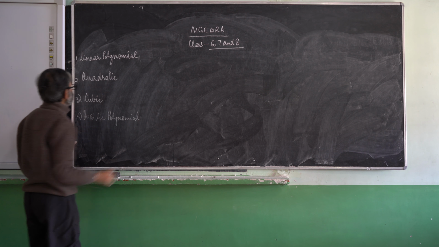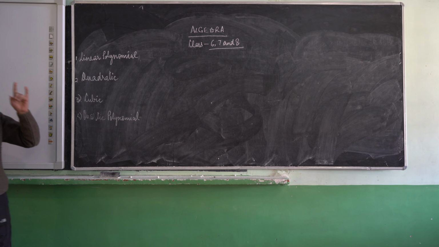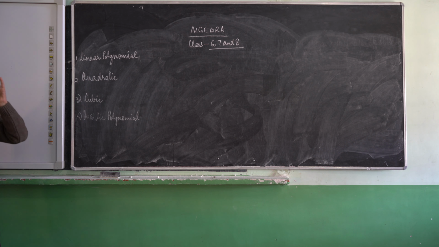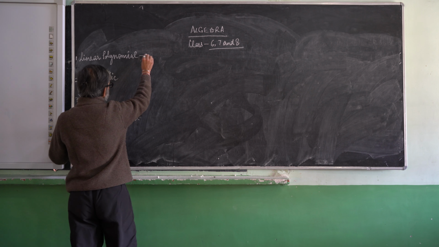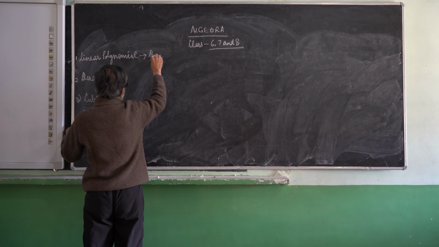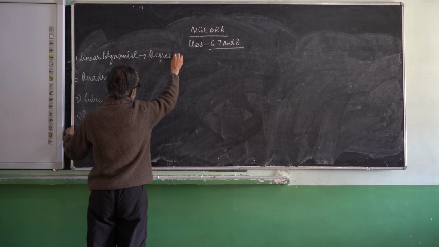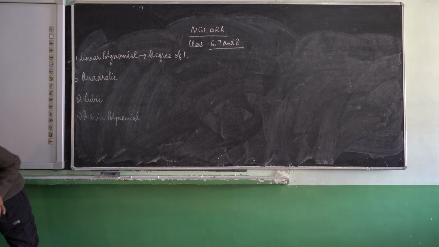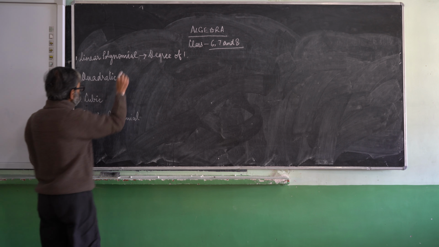Now what are these? Earlier we classified polynomials as monomial, binomial, trinomial and multinomials. Another way of representing polynomials is linear, quadratic, cubic and quartic polynomial. Now what is a linear polynomial? A linear polynomial has the degree of 1. Any polynomial which has the degree of 1 is known as a linear polynomial. Example, x minus 2.